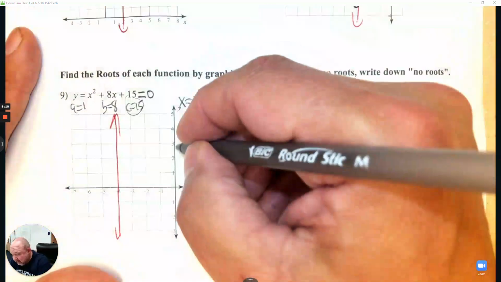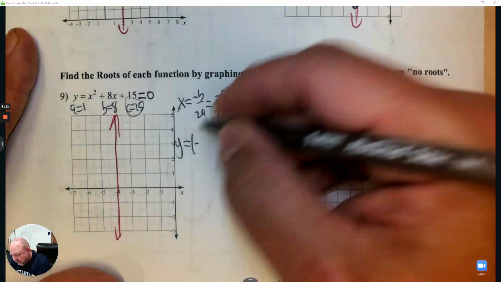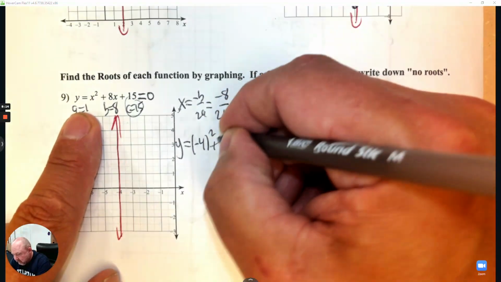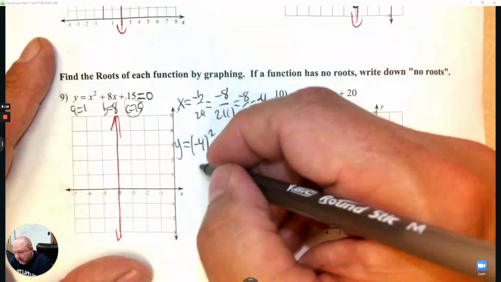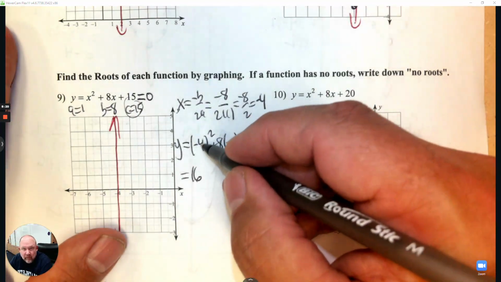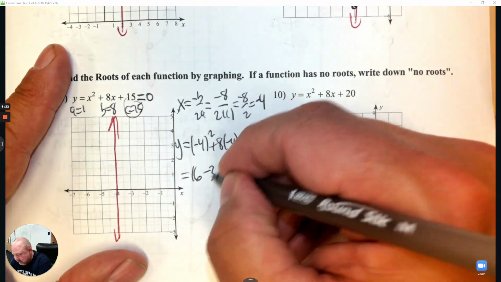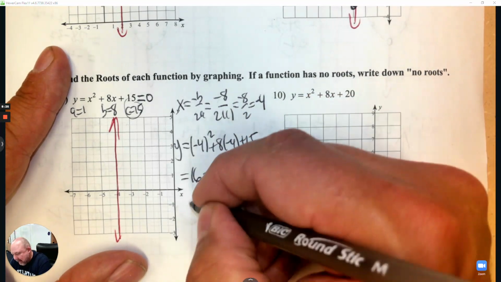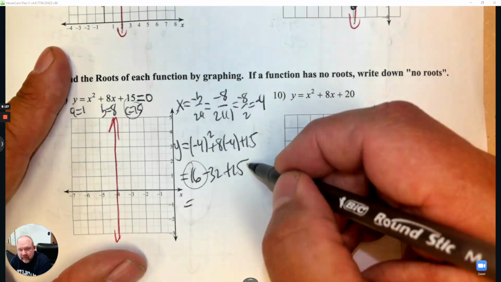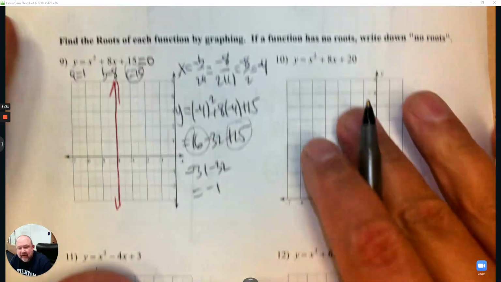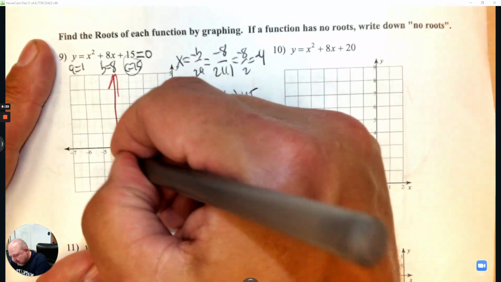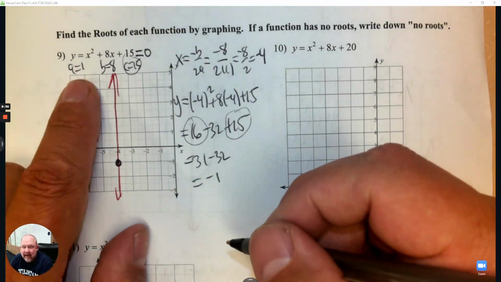I need to find the y value. So I plug -4 into the equation. So -4 times -4 is 16. This is -32. I would add the positive numbers first, so 16 plus 15 is 31. Take away 32, that's -1. So find -1. And then the a value is 1.